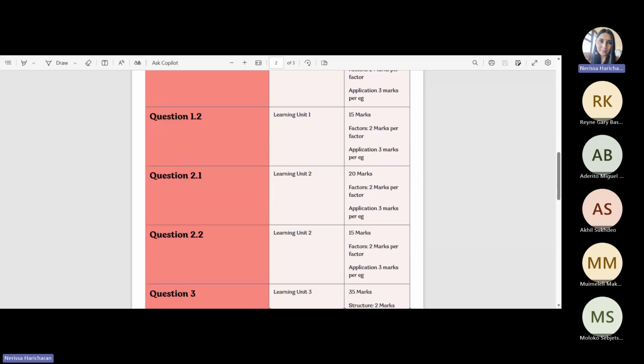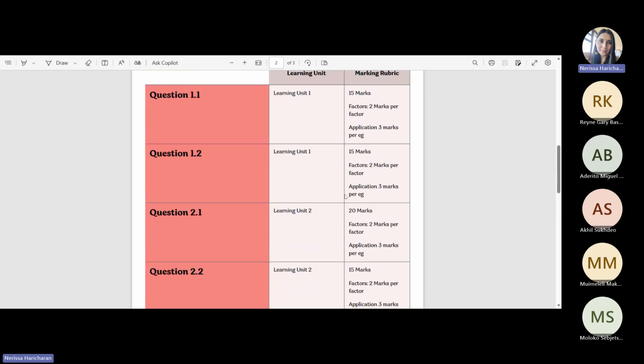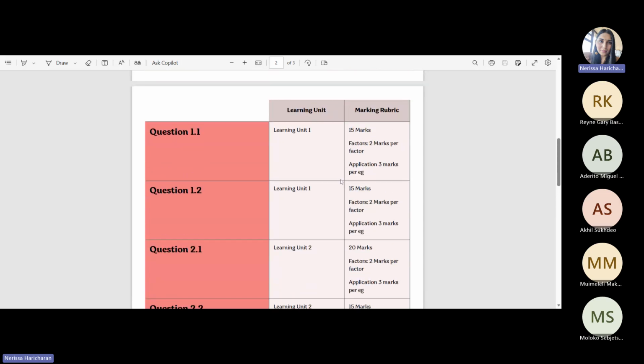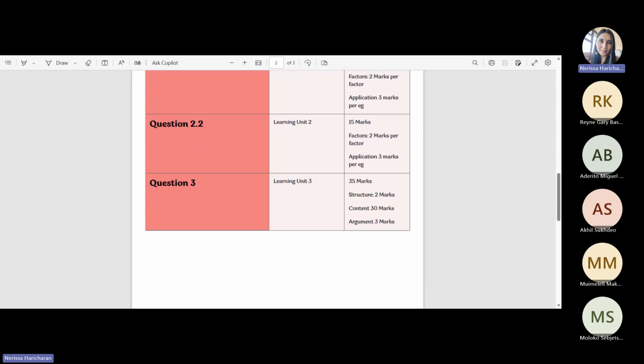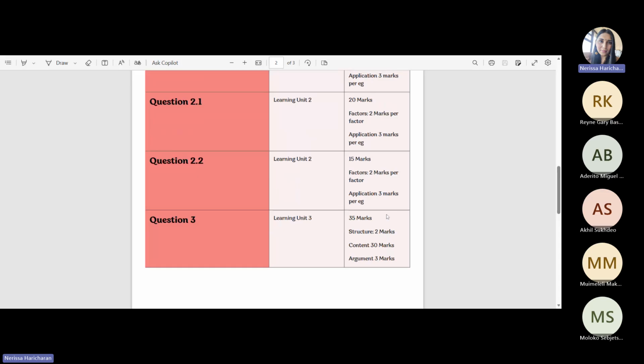I put down where each belongs in terms of the learning unit, and then the marking rubric, which is most times either provided to you or it's not. So I looked at the options. For the last question, it's provided to you because it's an essay type question. So basically it's broken down like that, and if I was you, I'd follow this.